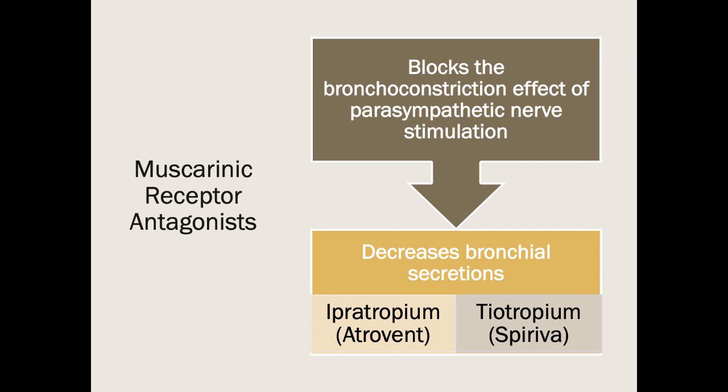We usually give these in concert with a beta 2 agonist. Like with albuterol, I can give that to open up those bronchi, get my big bronchodilation. I can give this muscarinic receptor antagonist, this Atrovent, to decrease secretions, and I get this 1-2 punch to my COPD patient, to my asthma patient. So not only are we bronchodilating, but we are decreasing secretions and making it easier to move air in and out.